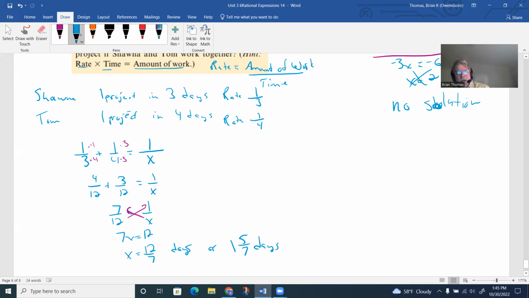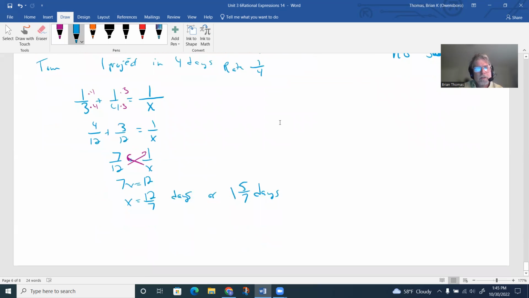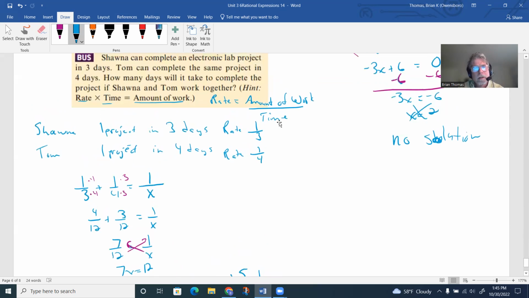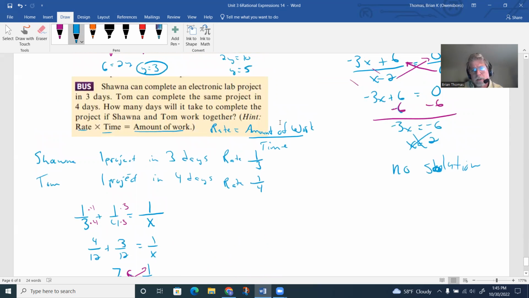If we wanted to, we could change 5/7 days to hours, but we're not going to go that extreme. But remember, we do have conversions that we can use to change this down to days and hours if we wanted to. But I'm going to leave that problem just in the form of days. So either 12/7 days or 1 5/7 days would be the best ways to express that. Days and hours would be better, but we're not going to go that far on this example unless they require us to.